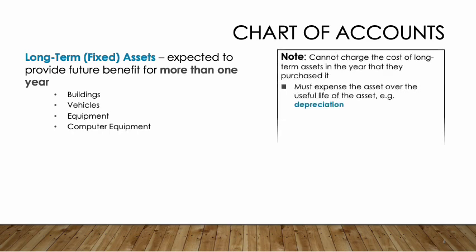One characteristic of these long-term assets is that we cannot charge the cost of long-term assets in the year that they were purchased. So we buy a building for several $1,000,000. We cannot expense that building in the year that we have purchased it. We must expense the asset, generally speaking, over the useful life of that asset. And so it creates an expense, which I will get to later on, called depreciation. And the longer term that I will use is depreciation, depletion, and amortization. Those are all forms of depreciation for different types of assets.